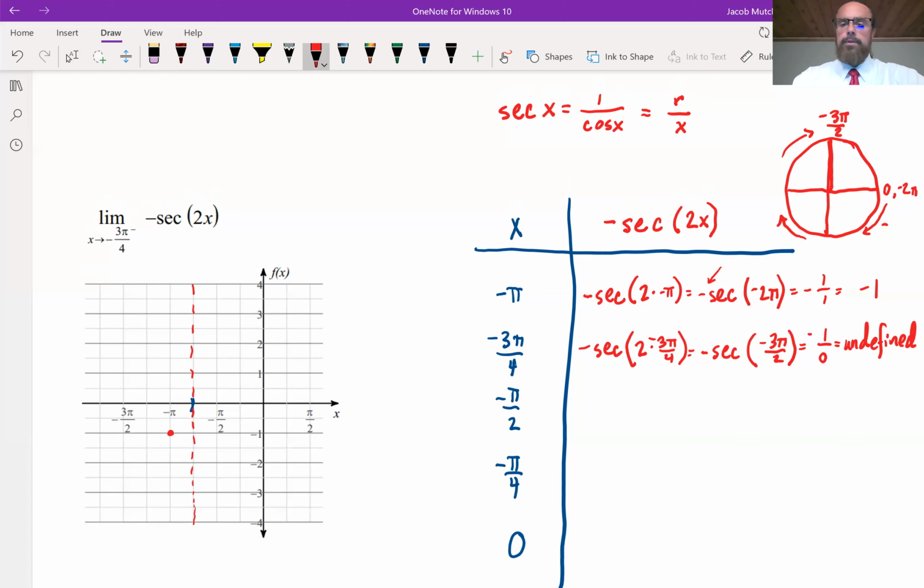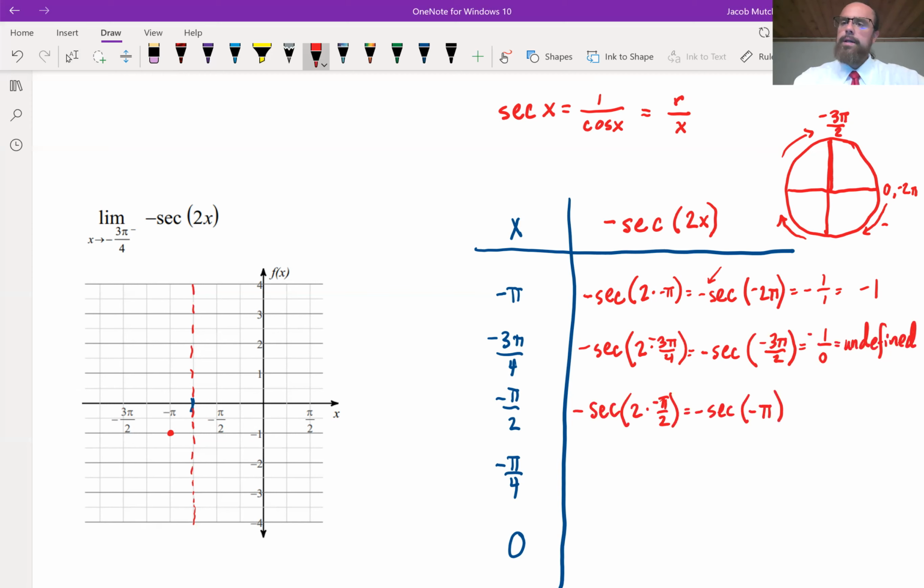Let's see what happens when we calculate negative pi over 2. So that's negative secant of 2 times negative pi over 2. Just like in the previous two calculations, I want to simplify this angle. So 2 times negative pi over 2 is simply negative pi.